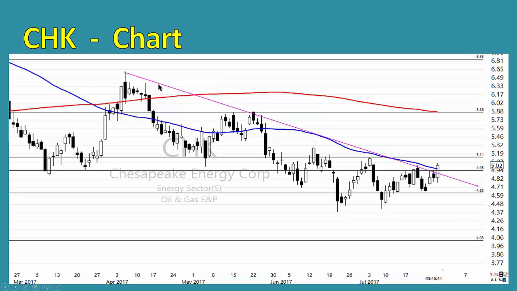You can see that we've broken this downtrend, that pink line. We've broken through the 50 here. You can see where I've got past risk and reward, support and resistance lines, I should say, drawn off of the chart.